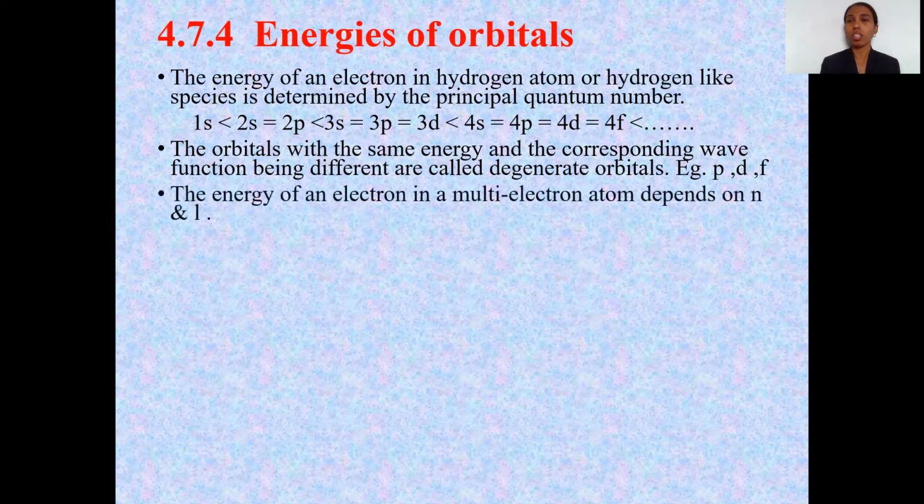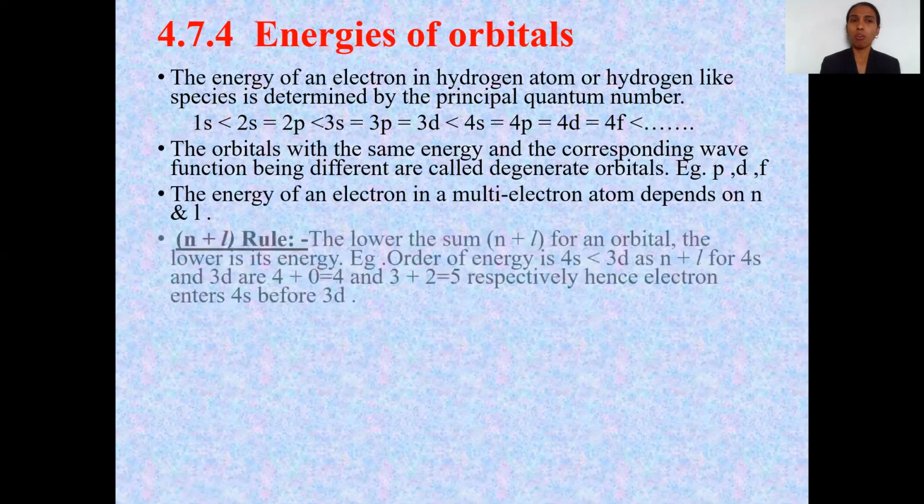Now the energy of an electron in a multi-electron atom depends on the n and l value. As we have seen the order for the hydrogen atom or hydrogen-like species, here is the order. But if we consider atoms which contain multiple electrons, means more than one electron, ज्याच्यामध्ये एकापेक्षा जास्त इलेक्ट्रॉन असणार आहेत, अशा ॲटमची एनर्जी कशावरती डिपेंड असेल तर it will depend on the n and l, means principal quantum number and the azimuthal quantum number. Now for that we can discuss here the n plus l rule. Now what is the n plus l rule?